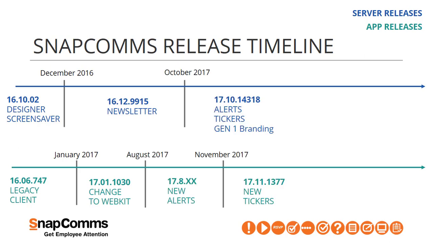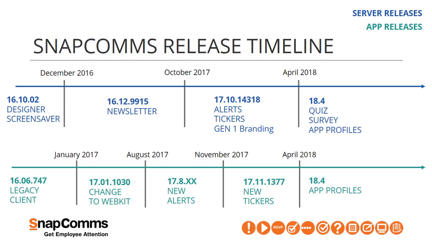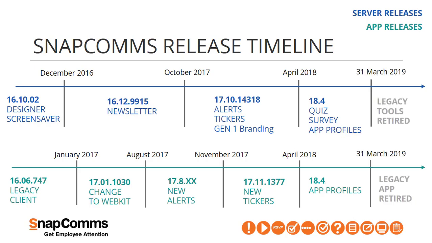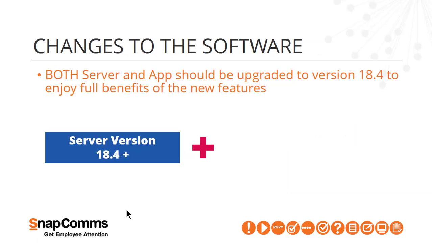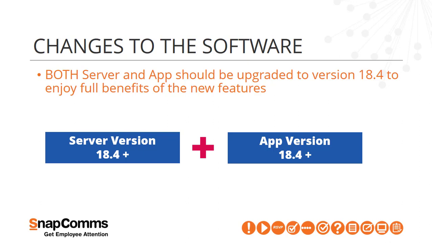Towards the end of 2017, we released the new alert and ticker with supporting branding and themes into the local software. And now, in April 2018, with version 18.4, we are releasing the last of our tools in the new format, as well as the App Profiles feature. It is this significant release that we are encouraging our existing customers to upgrade to in order to enjoy all the very latest server and app features. The sunset on legacy tools is the 31st of March 2019. Both the server and the app should be upgraded to 18.4 to enjoy the full benefits of the new features.